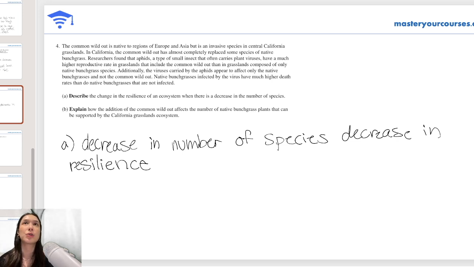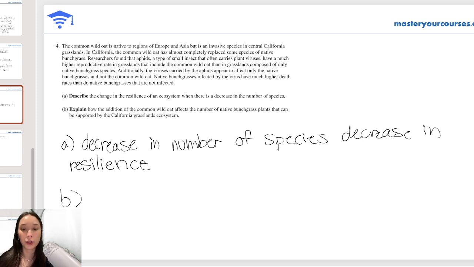Imagine if a virus goes through an ecosystem where there are 2 different types of species versus 50 different types of species. Viruses are going to affect different species at different rates. So the more different types of species you have, the more likely they're going to be resilient. Okay. And then for B, it says, explain how the addition of the common wild oat affects the number of native bunchgrass plants that can be supported by the California grassland ecosystems.